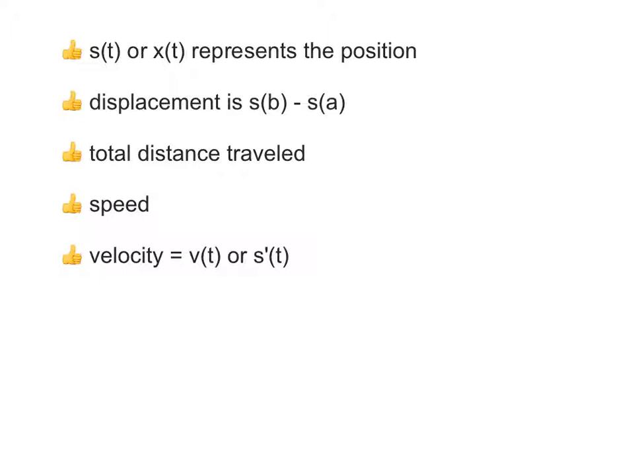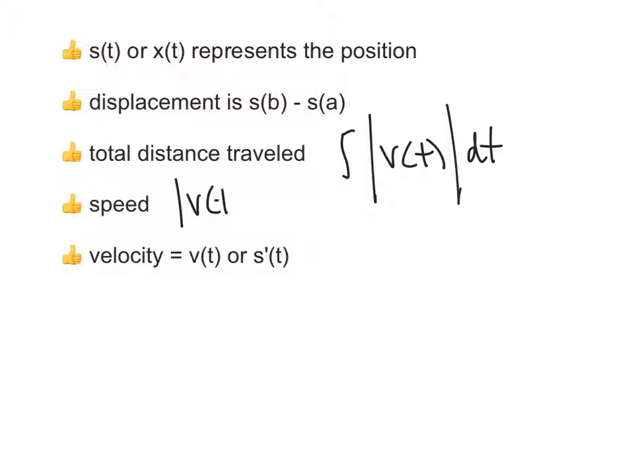We need to know total distance traveled, which is the integral of the absolute value of velocity. We need to know speed. Now, speed is just the absolute value of velocity. So what's the difference between speed and total distance traveled? Well, again, for total distance you're integrating, where speed is just the absolute value of velocity. Velocity can be represented by v of t, or the derivative of position, so s prime of t, or really x prime of t, depending on what you're using for position.